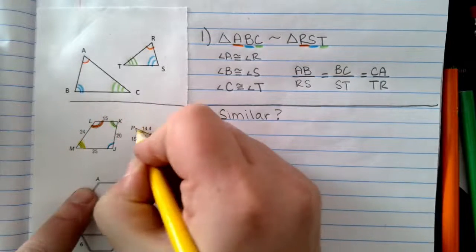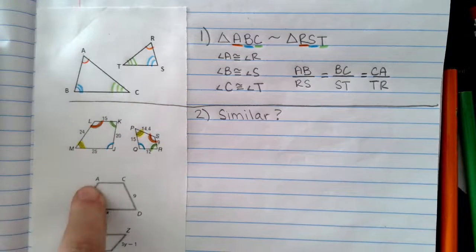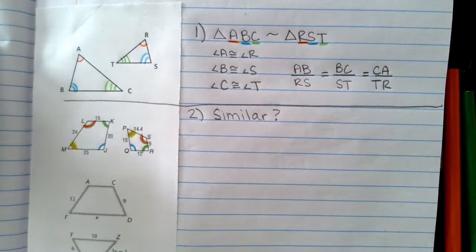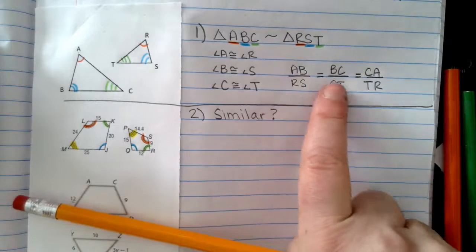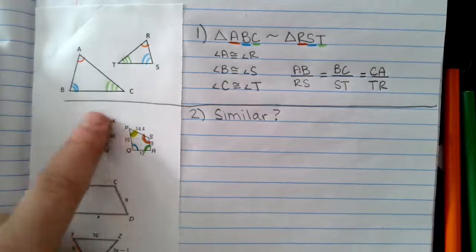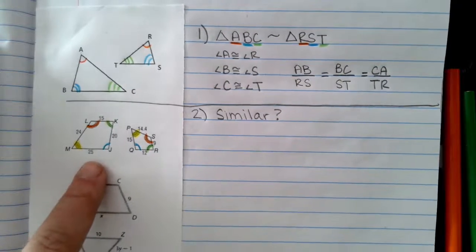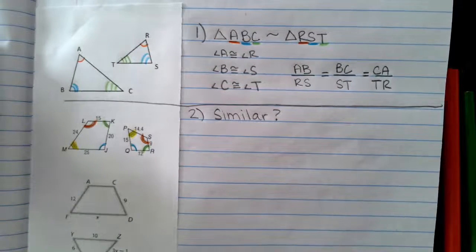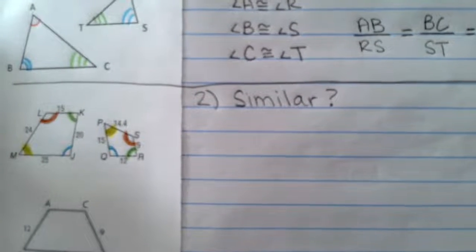All right, so what side do you guys want to start with? Name a side over here. JK. So JK is 20. And I'm going to add to the side over here that goes between the blue and the green. So JK we're going to compare to what? QR. So we're going to compare that to 12. Because that goes between the blue and the green. So our blue and green here is 12.